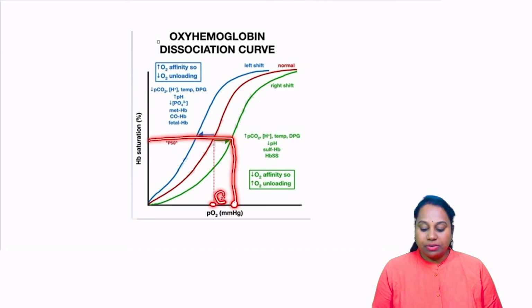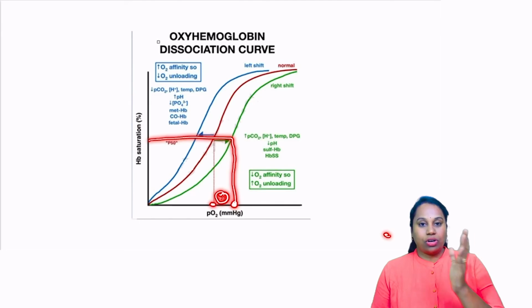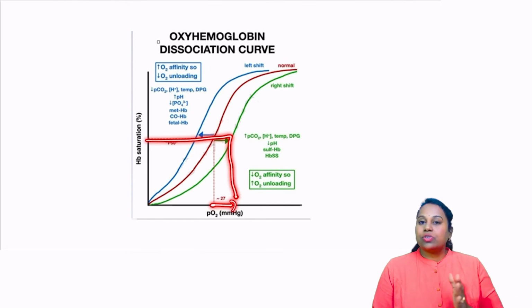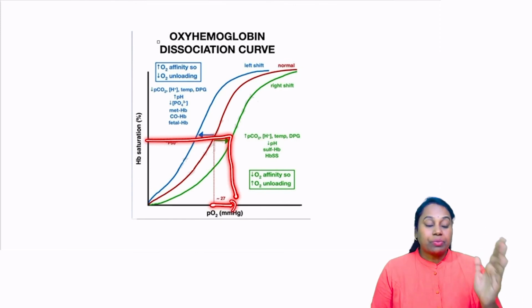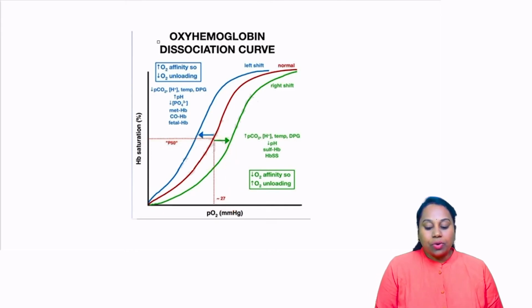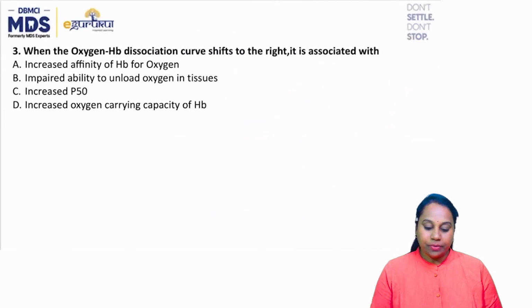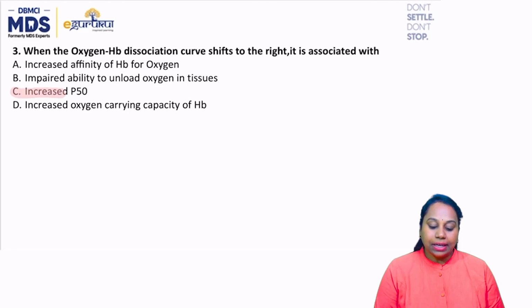Normally it was 27 millimeter of mercury. When the curve has gone to the right side, the P50 value also has gone to the right side. The value has increased. So in right shift of the curve, P50 value would increase. What would happen in left shift of the curve? P50 value would decrease. So in right shift, P50 value increases and left shift P50 value decreases. So in this question, when oxyhemoglobin dissociation curve shifts to the right, it is associated with increased P50.